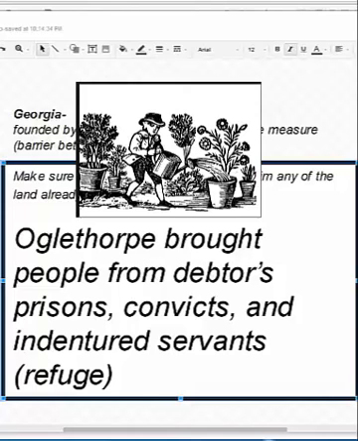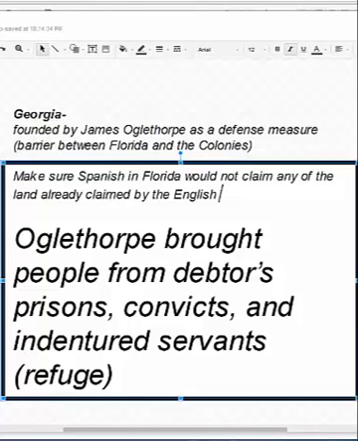They went there for refuge. And refuge means that they were running away from someone trying to hurt them, or they needed a safe place to live. So those were the people who would be living in the colony Georgia. It's the buffer zone between Spanish Florida and the English colonies.